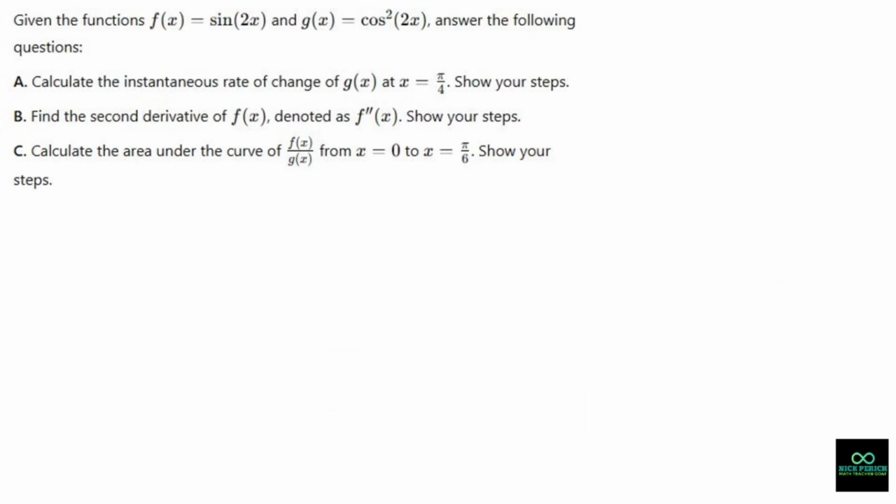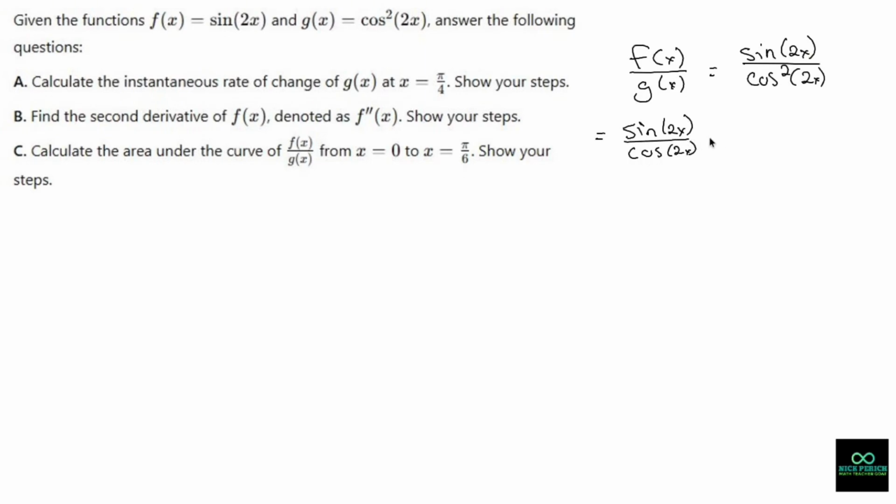So before we do anything, let's find out what f of x over g of x actually is, and we'll do that over here. f of x over g of x is going to be sine 2x over cos squared 2x. Now that 2x is gold because that tells me we can simplify stuff. What I could do is rewrite that as sine 2x over cos 2x.